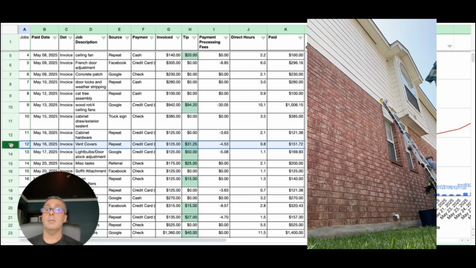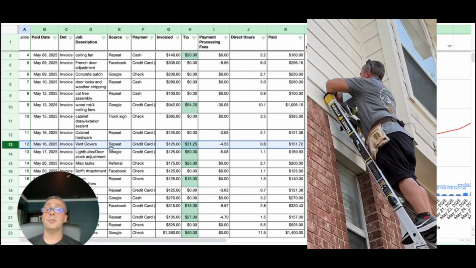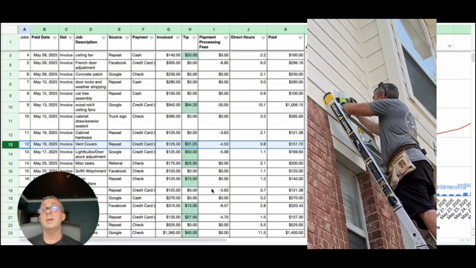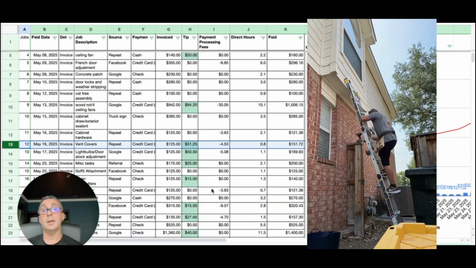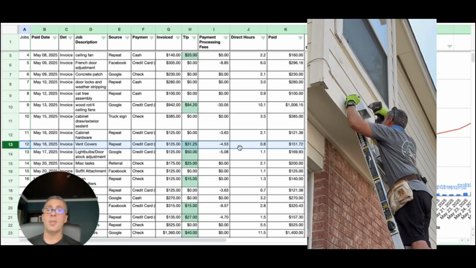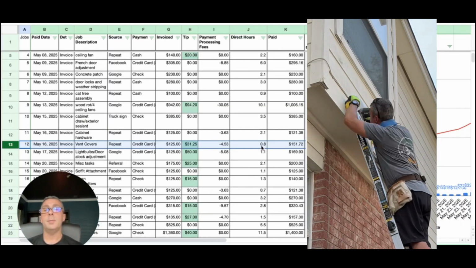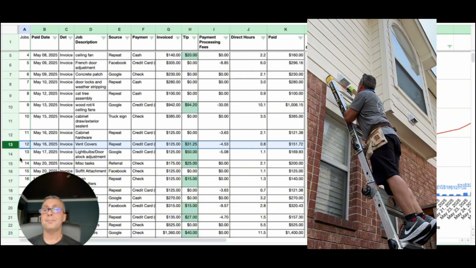Next one, another repeat customer had some vent covers on the side of the house that had kind of fallen off. So I stopped by Lowe's, picked up a few of those, put them in. I ended up putting two of those vent covers in. I want to say material for that was about $30 that I had to pick up, but I went ahead and put that in. I was in and out in less than an hour.